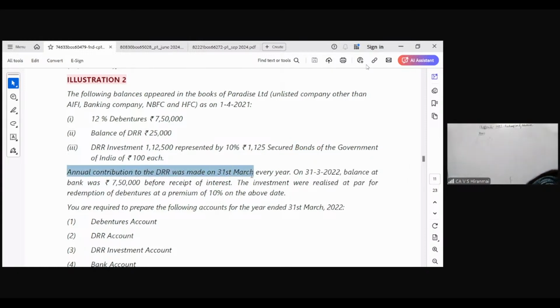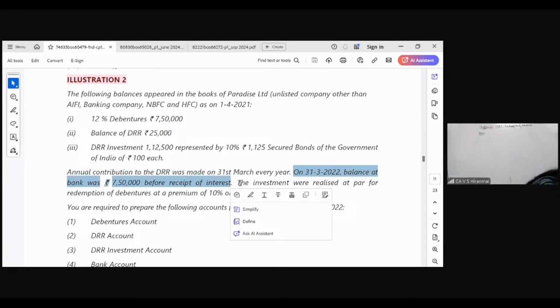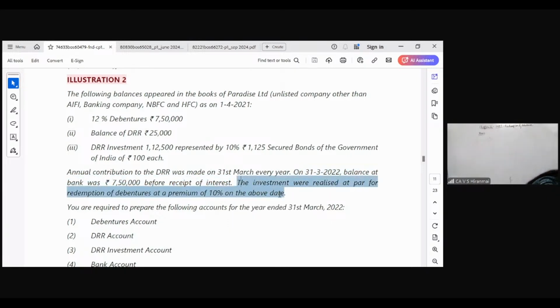Annual contribution to the DRR was made on 31st March every year. On 31st March 2022, the balance at the bank was 75,000 before the receipt of the interest. The investments were realized at par for the redemption of debentures at a premium of 10% on the above date. You are required to prepare the following accounts: debentures account, debenture redemption reserve account, DRR investment account, and the bank account. Okay, so this much you are supposed to do.